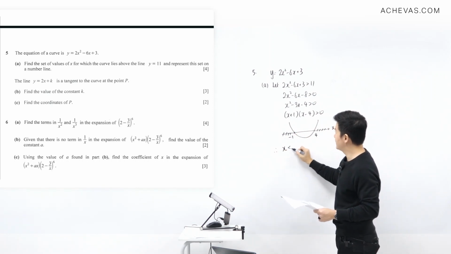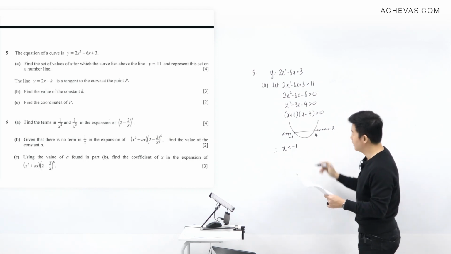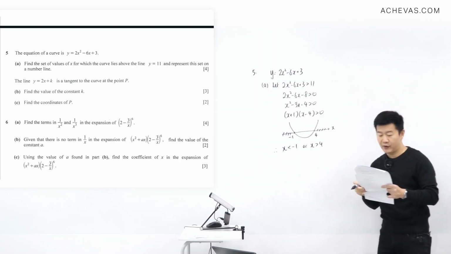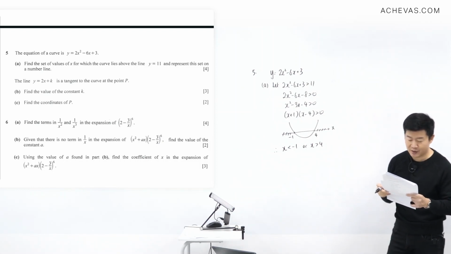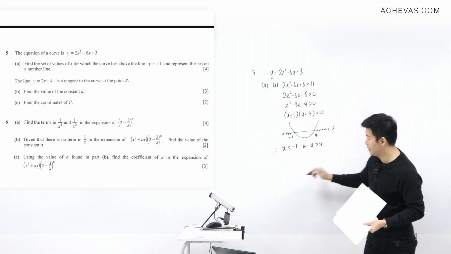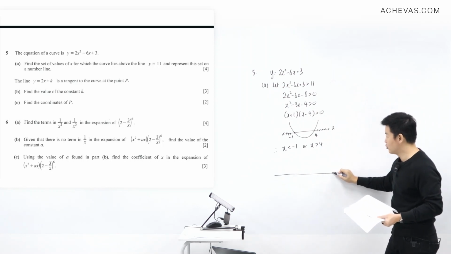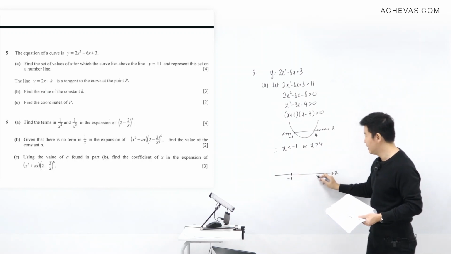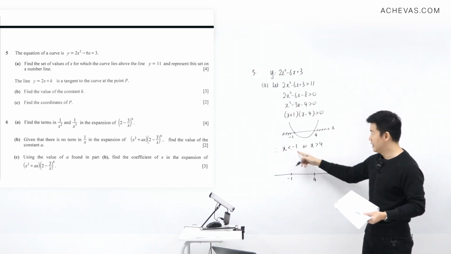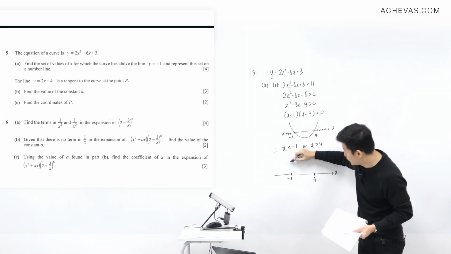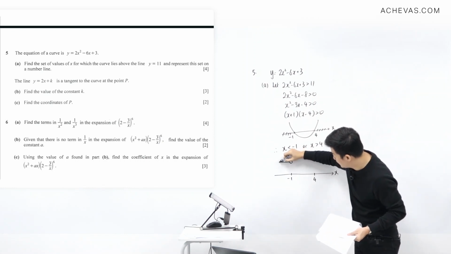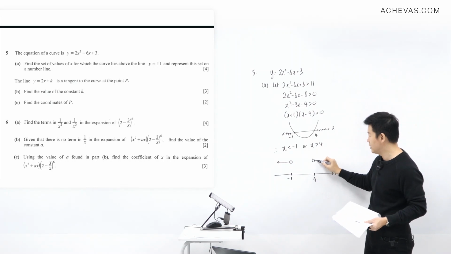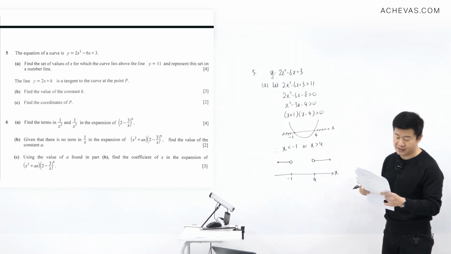Therefore, my answer is x is supposed to be less than -1, or x is supposed to be bigger than 4. And for this set of answer that we have here, we are supposed to represent it on a number line. Okay, I guess that is easy. So if I were to draw a number line for x values, we will have -1, we will have 4 here. It is strictly less than -1, so I'm going to use a hollow dot and it will go all the way to the left. It is strictly bigger than 4, so I'm going to use a hollow dot here and I'm going to go all the way to the right.